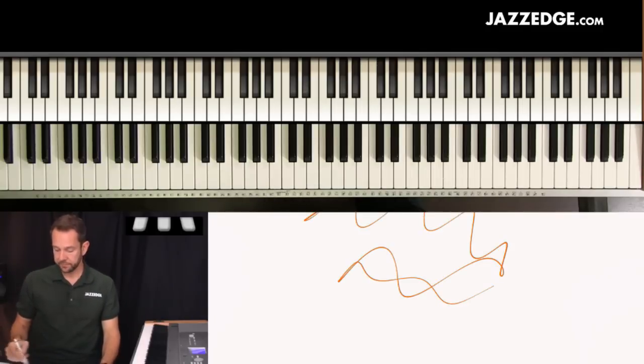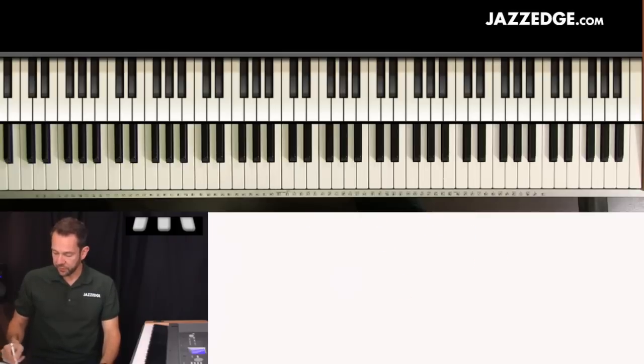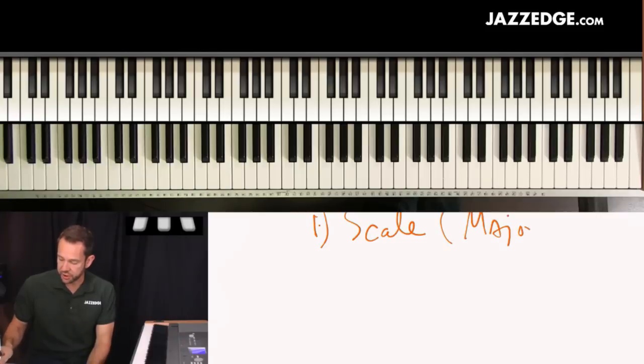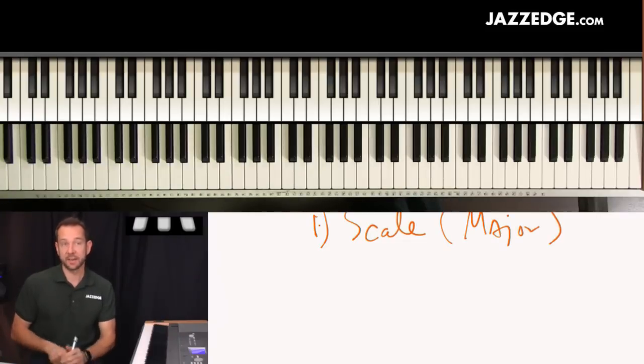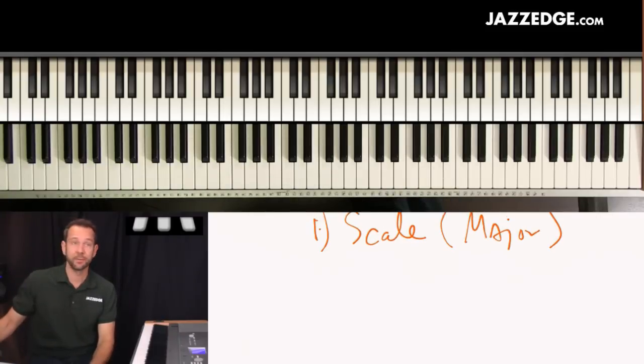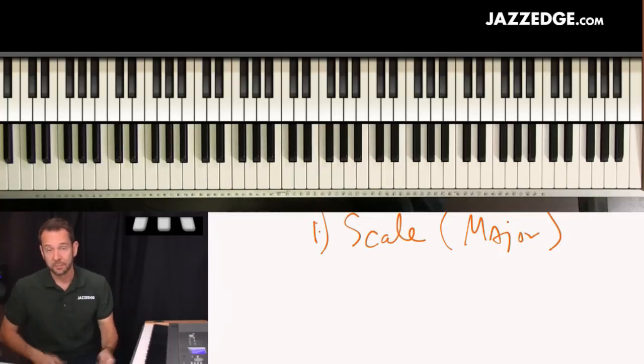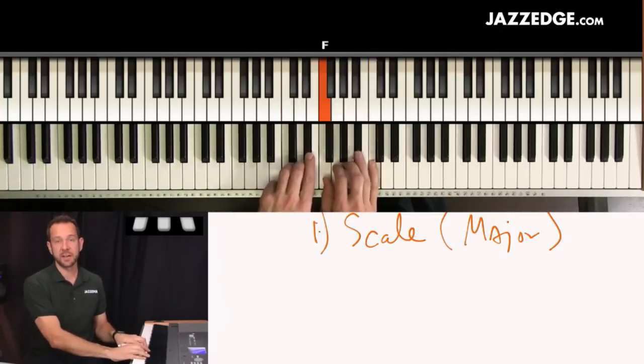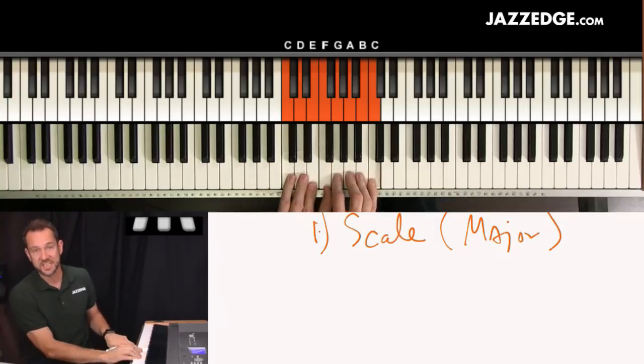All right, the first thing that you're going to do is you need to know your major scale, okay? And I'm just assuming that you're playing in major right now. Now, if you're not playing in major, you're playing in minor, well, then obviously you need to learn your minor scale. So if you're playing in C minor, make sure you know your C natural minor scale. If you're playing in C major, make sure you know the C major scale.